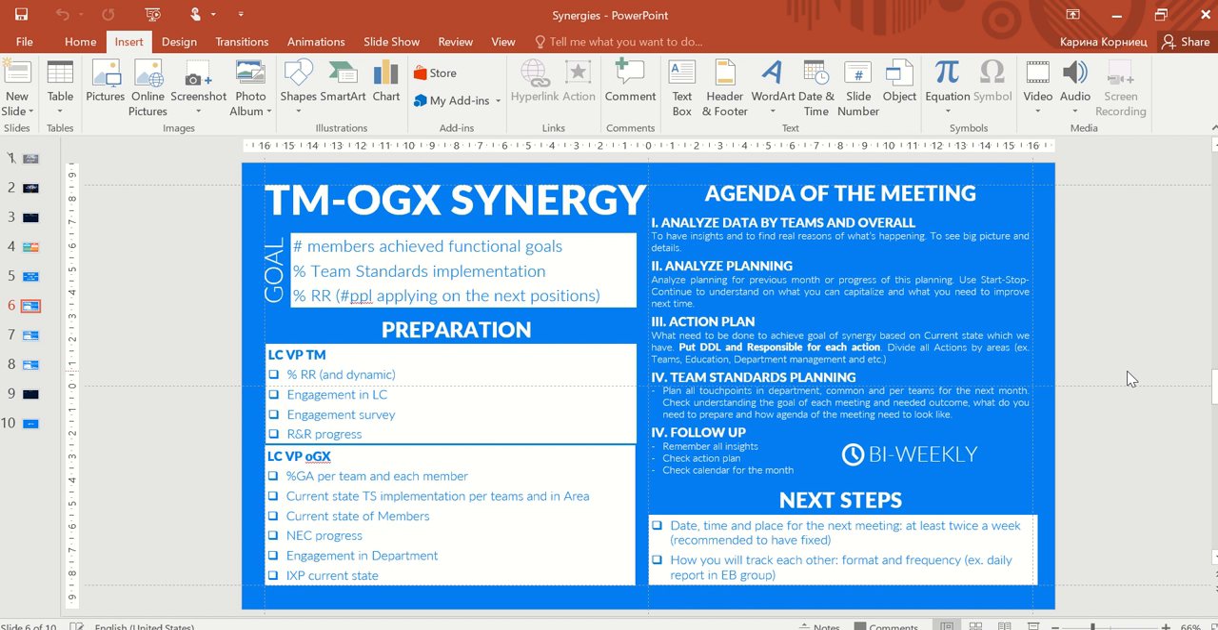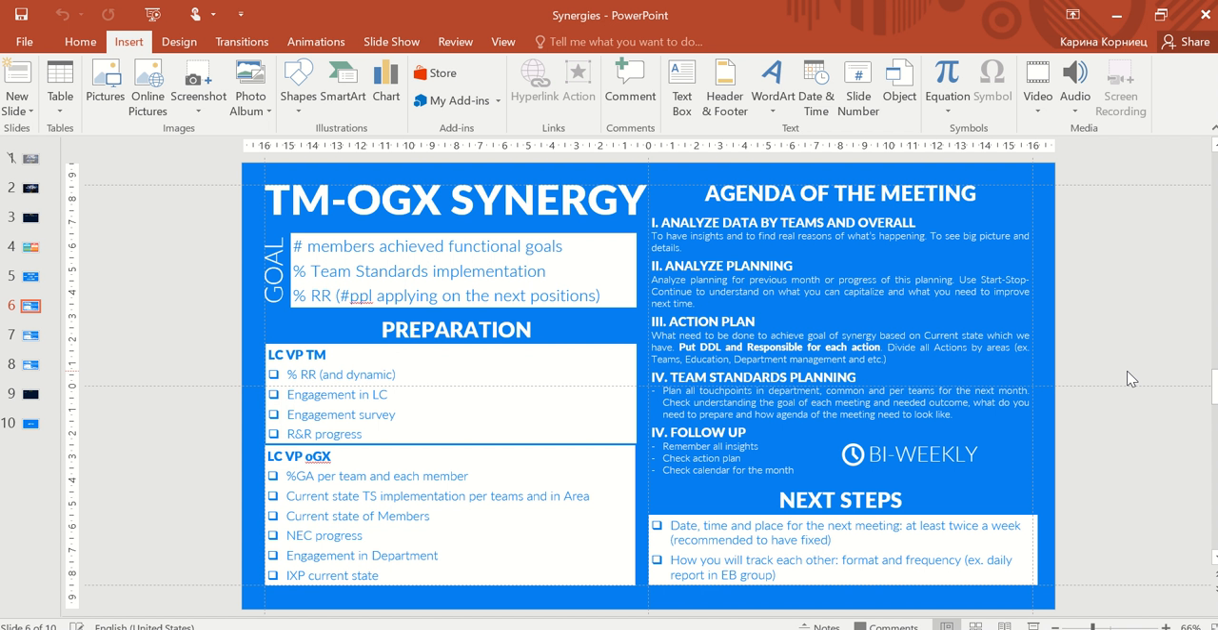Because we are usually working through people, we need to have really strong synergy. So for TMO GX, what we thought with the previous generation is that we have three main goals for this synergy. First, members achieving functional goals, because this is how we measure the development of people. Second, team standards implementation, because it was the main bottleneck last time. And third, retention rate and the number of people applying for the next position, to check how many people we have right now and how many stay, because it also shows how things are going inside the area. People applying for the next position shows how the vice president is working on the leadership pipeline in the area and in the LC as well.